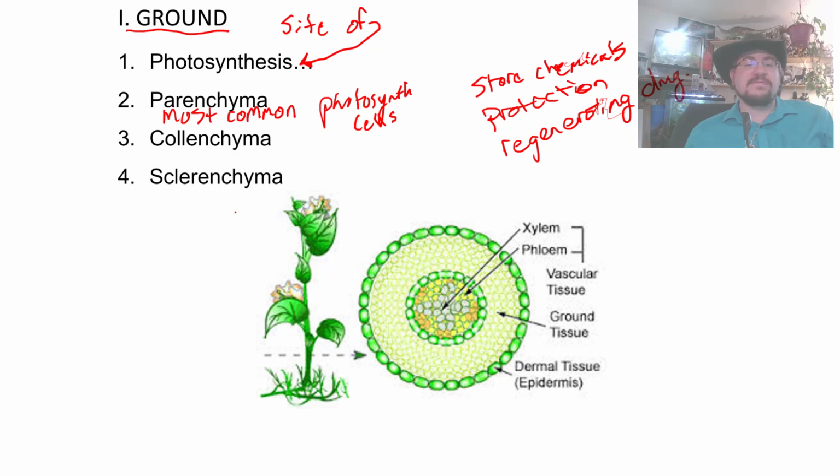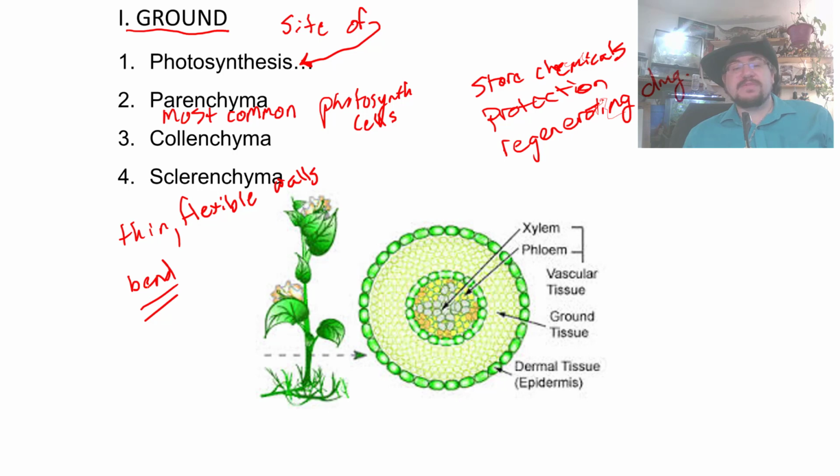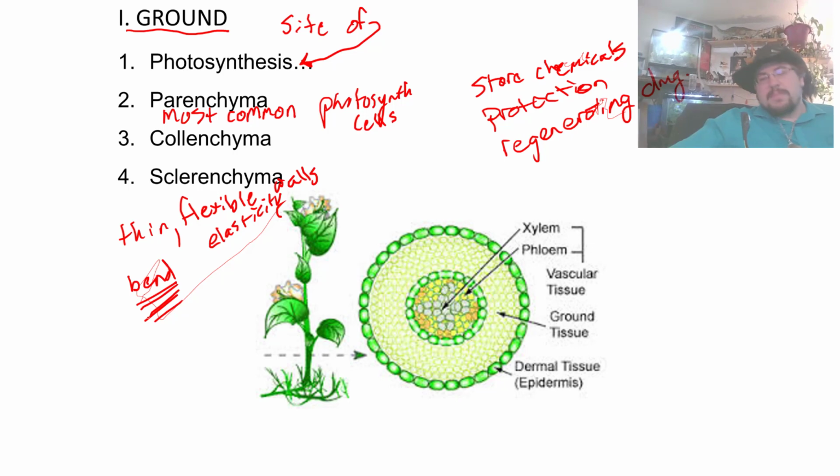These have thin, flexible walls. They allow the plant to bend, right? So it gives it a little bit of flexibility and a little bit of elasticity, and it lets the plant bend if it's bending in the wind or wilting because you didn't water enough. It's the parenchyma that has those thin, flexible walls that allow that bending.